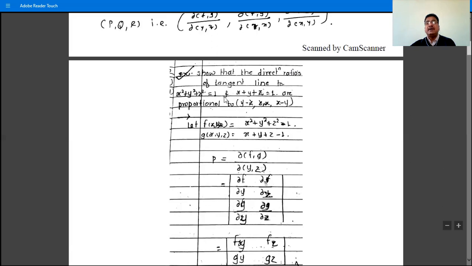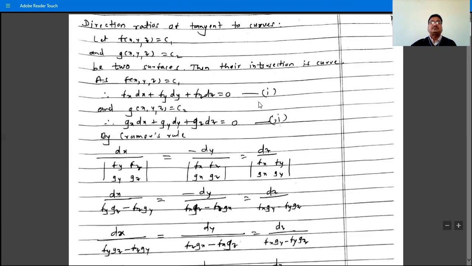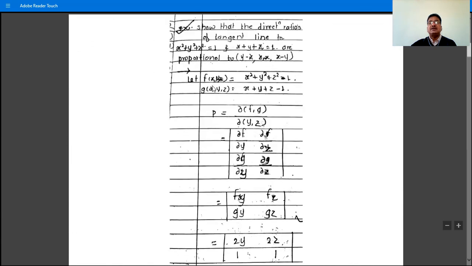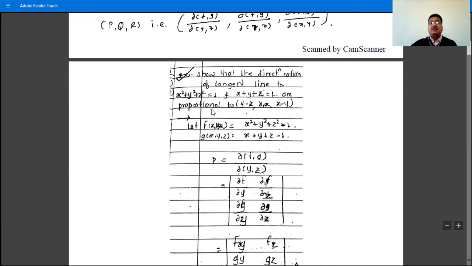So the curve is given in the form of intersection of two surfaces. The first one is f(x,y,z) = c1, and the second is g(x,y,z) = c2. These are the two surfaces and their intersection is the curve. We have to find the direction ratios of the tangent to this curve, that is, the intersection of these two surfaces. And what is the answer?